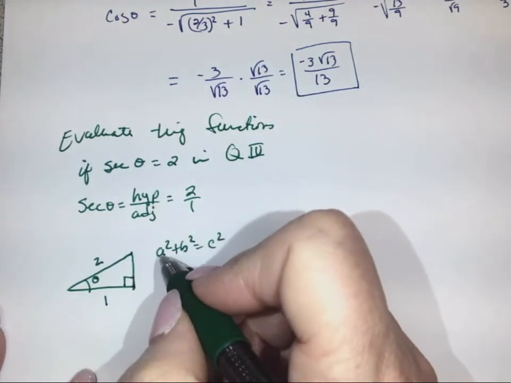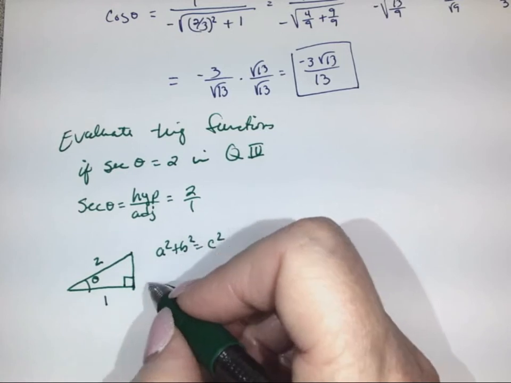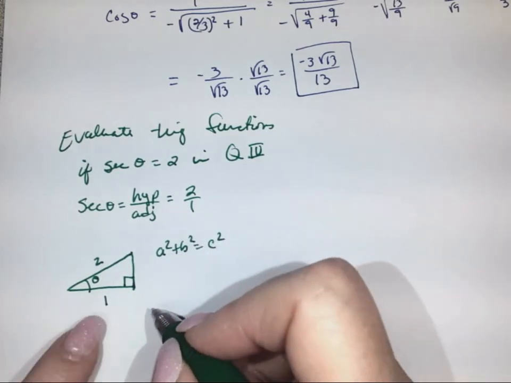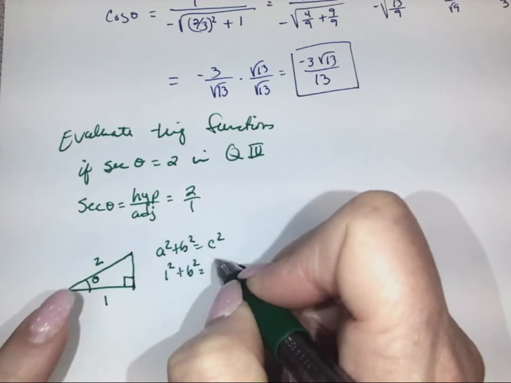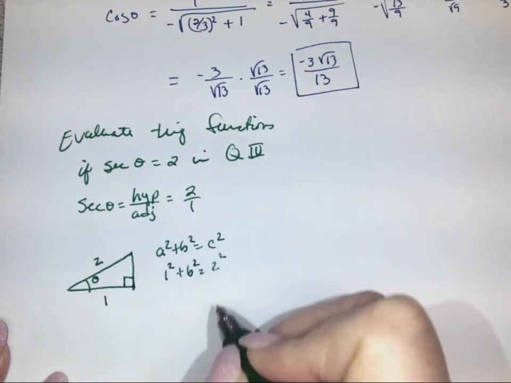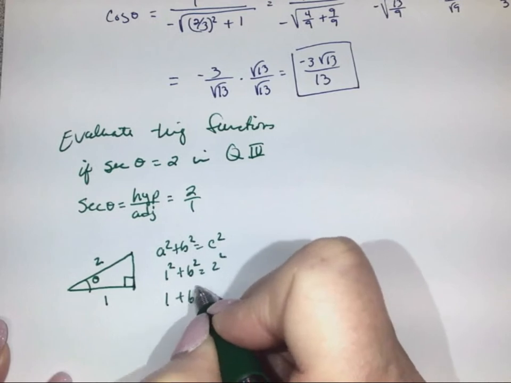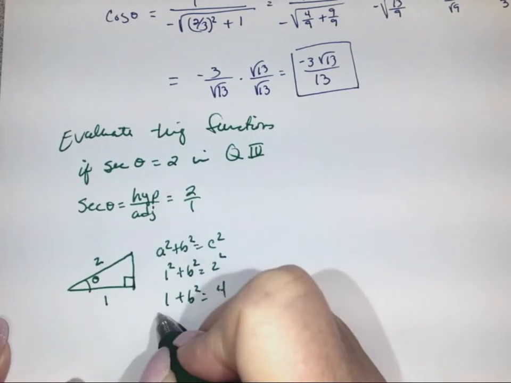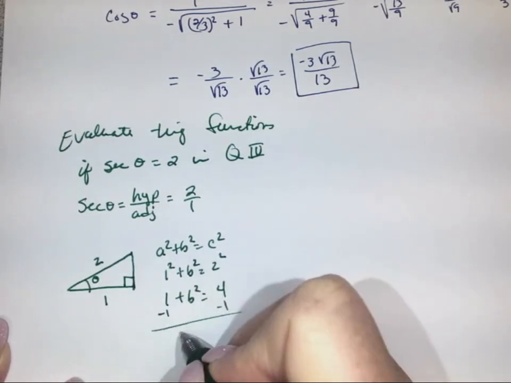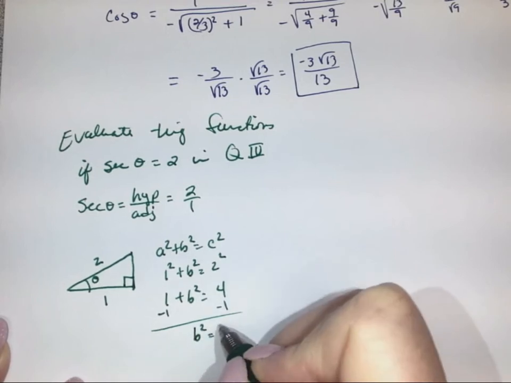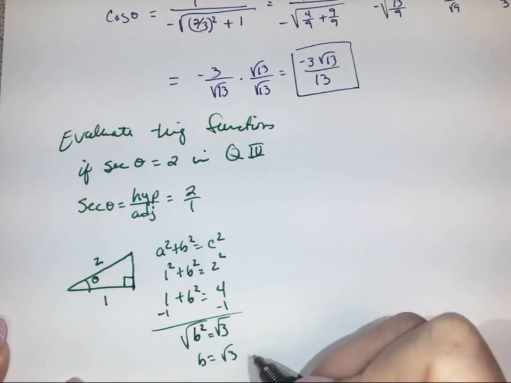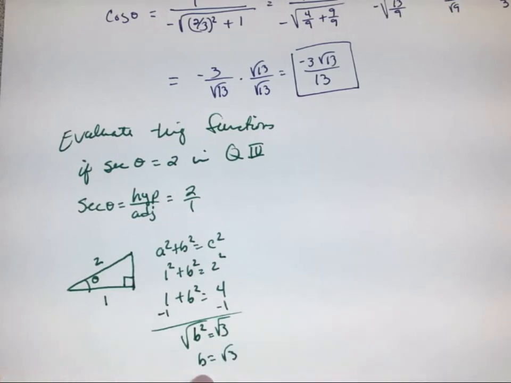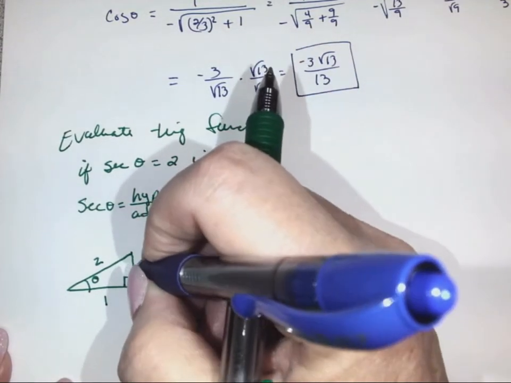So it doesn't matter which side you put as a and b. We're going to put in this one as 1 squared plus b squared equals our c squared, which is 2 squared. So 1 plus b squared equals 4. Subtract the 1. We get b squared is equal to 3, square root of both sides. You get b is equal to square root of 3. It is going to be positive because it is a distance. So square root of 3 we now have right there.